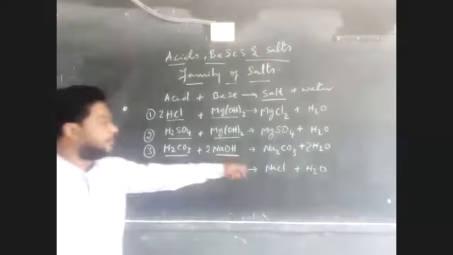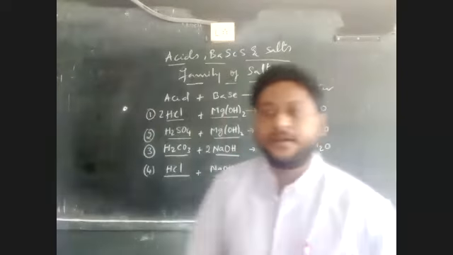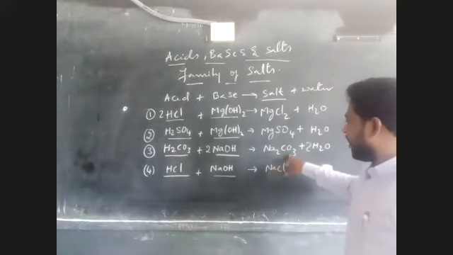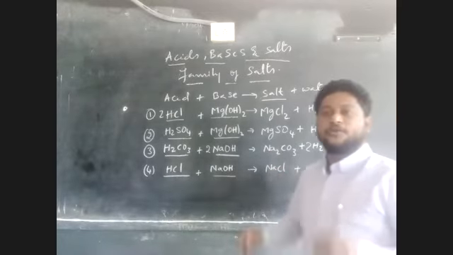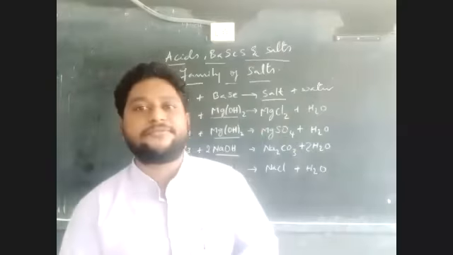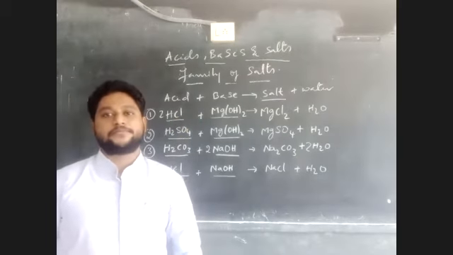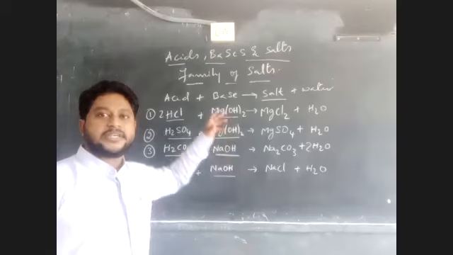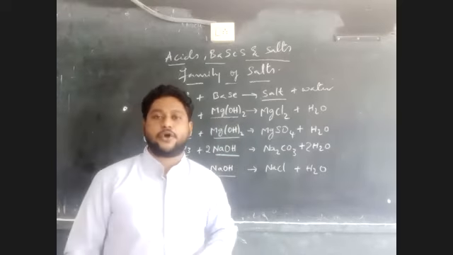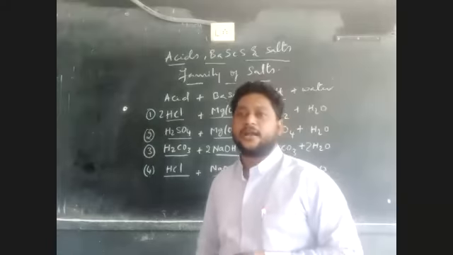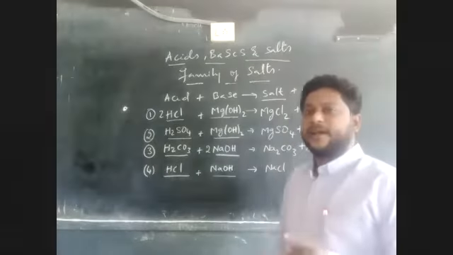Now, what is the common thing you see in these two salts? Sodium. Sodium carbonate, sodium chloride. So they belong to the sodium family. This is how the family of the salts is identified.